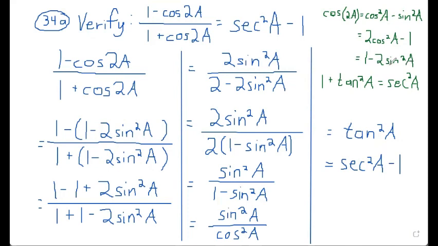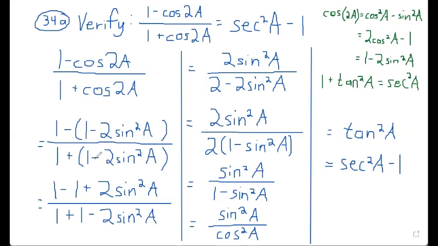If we use 1 minus 2 sine squared of a, we get 1 minus, and then we put in parentheses 1 minus 2 sine squared of a. Now, if we don't use the parentheses, then it will be as though we're just subtracting the 1 instead of subtracting the entire 1 minus 2 sine squared of a. So we have to use parentheses when we're subtracting. And then in the denominator, we have 1 plus, and then in parentheses, 1 minus 2 sine squared of a.